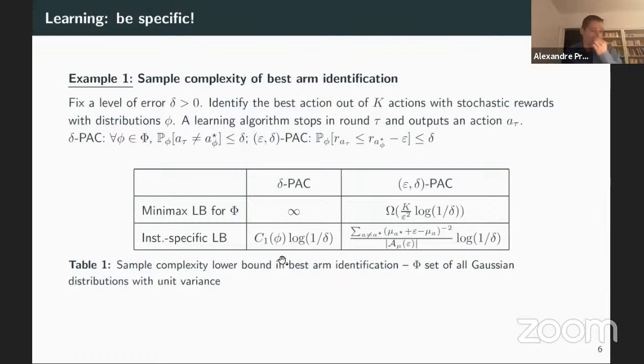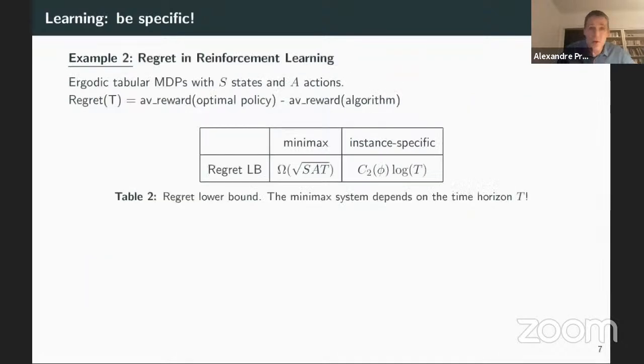For delta PAC algorithms, of course, when you look at instance specific lower bounds, they exist in most cases. It's just that if you take the supremum over the model phi of the C1 of phi, it's infinite. That's why you don't have a minimax lower bound. This is a fortunate case for epsilon-delta PAC because you can see that the minimax lower bound and the instance specific lower bound scale more or less similarly as a function of epsilon and delta. But this is not always the case. And remember that here, even the minimax approach is often not possible. A more striking example where the minimax approach is really failing and causing a lot of confusion in the community is when you look at the regret in reinforcement learning.